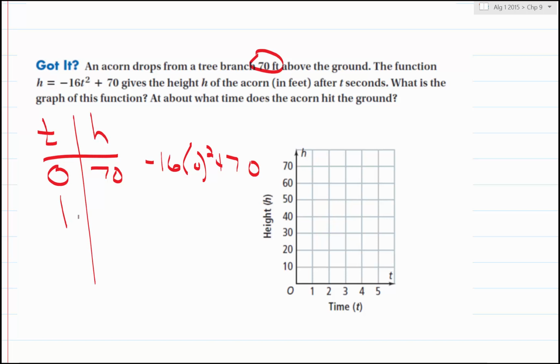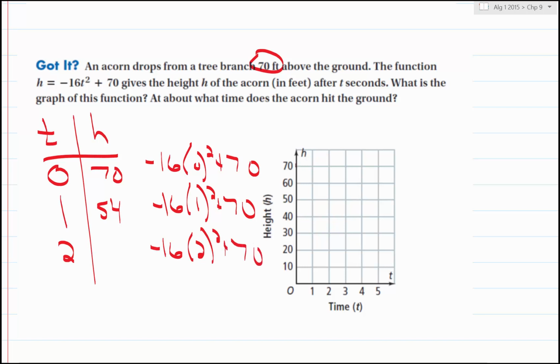Or we can put in 1. Alright, so we're -16 times 1 squared plus 70, so that's 54 feet. Then 2: -16 times 2 squared plus 70, and we start putting these over here. So 0, 70, 1, somewhere around 54, 2, alright, we gotta finish that one up. So we get 4 times -16, -64 plus 70, so we're at 6 feet.